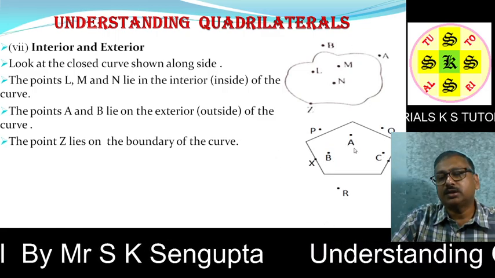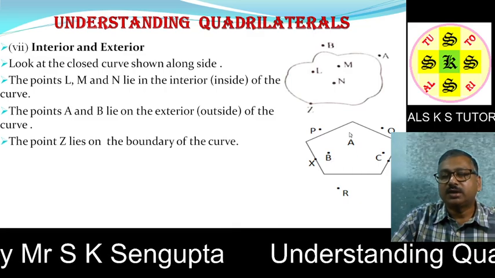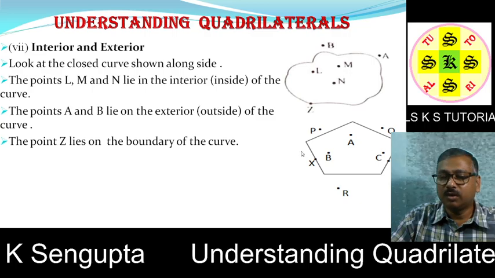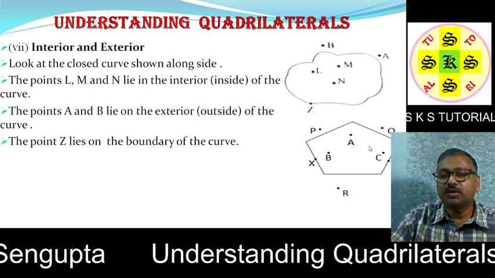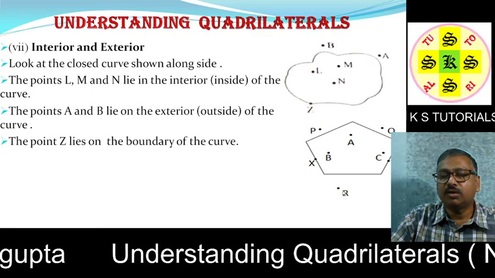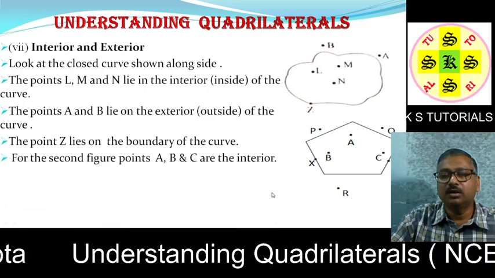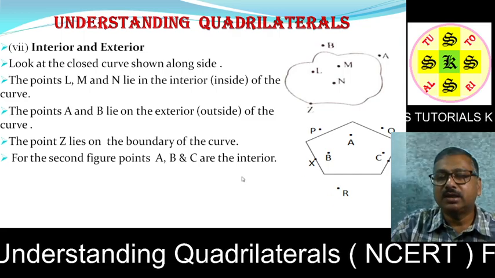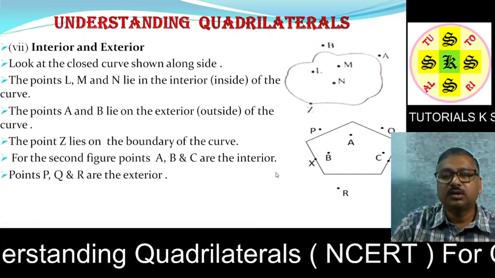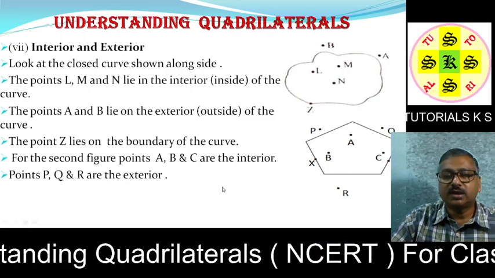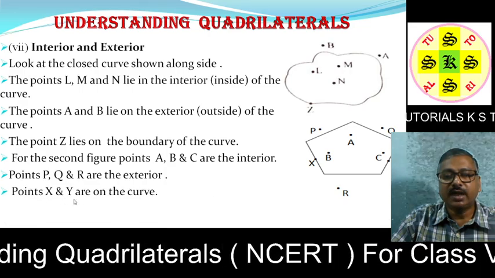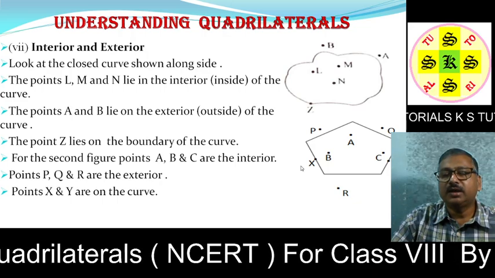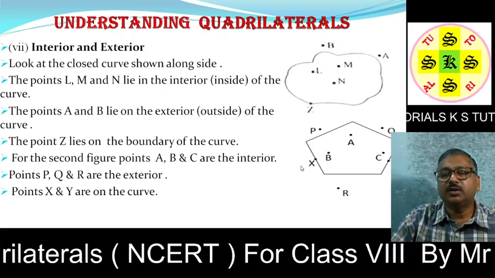Now see this figure. This is a polygon. The points A, B, and C are in the interior of the polygon, we can say. So these are interior points. Points P, Q, R are the exterior points, and points X and Y are on the boundary. So for the second figure, A, B, and C are the interior, points P, Q, R are the exterior, and points X and Y are on the curve. In this way we can divide any region into three parts: interior, exterior, and on the curve.